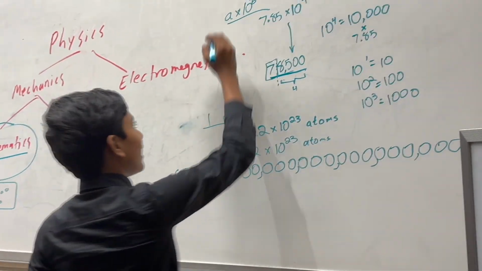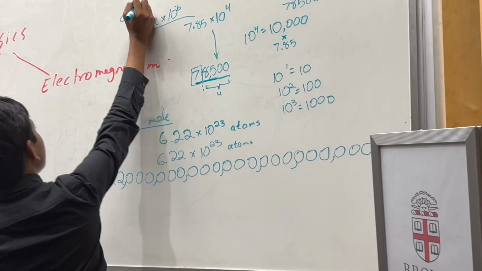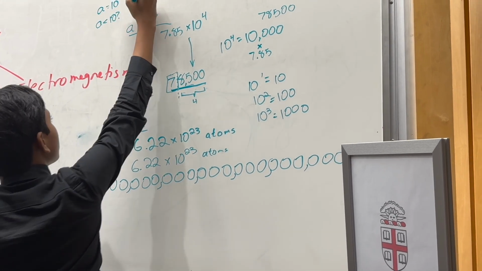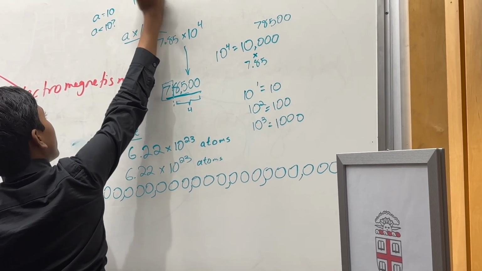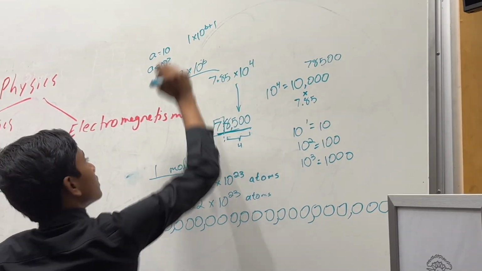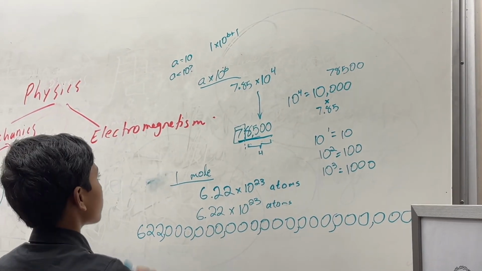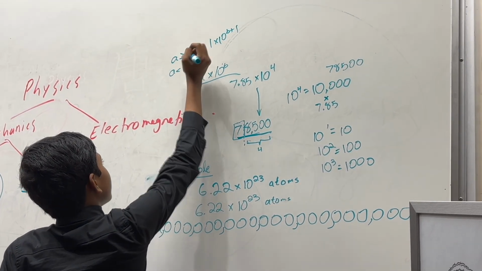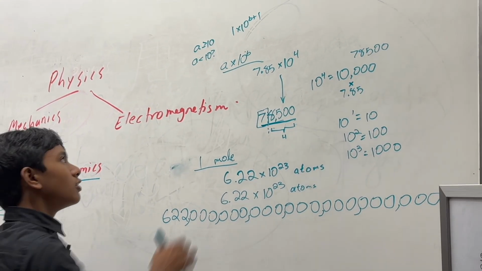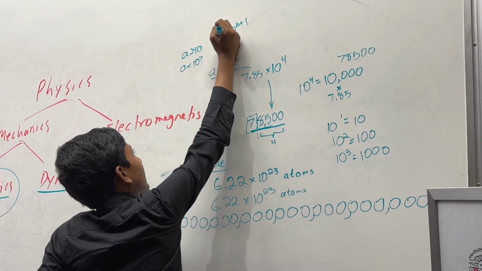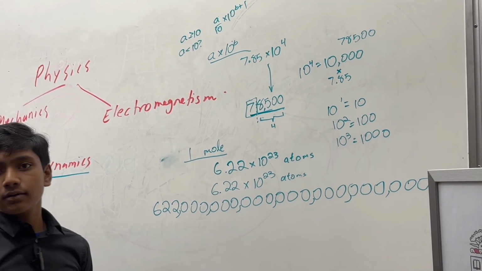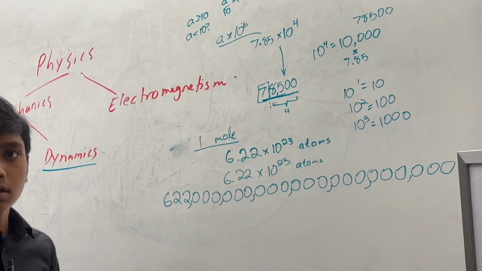Now, why is a always less than 10? Well, if a was equal to 10, then all we would have to do is write 1 times 10 to the b plus 1. We could just add to the power of the scientific notation. And same thing goes for if a is greater than or equal to 10, we could just write a divided by 10, which would now be less, times 10 to the b plus 1. So yeah. Now explain why b has to be a whole number.